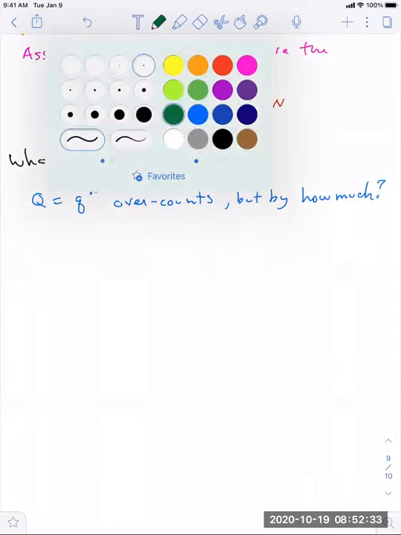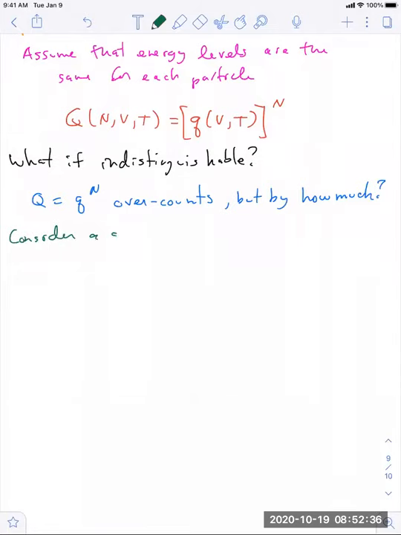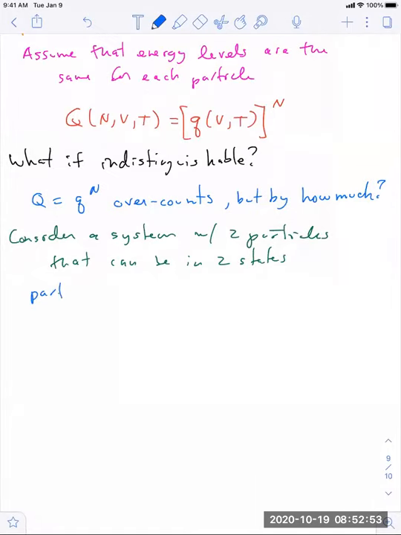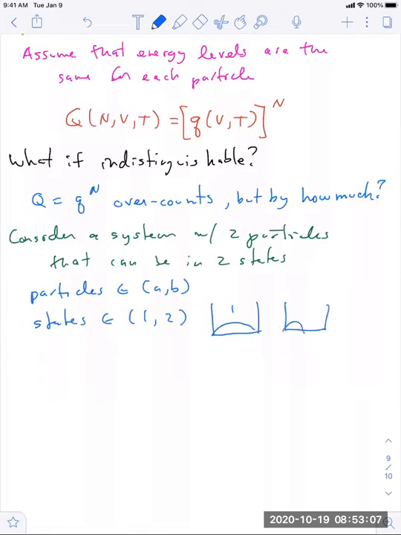Let's consider a system with two particles that can be in two states. So let's say my particles are A and B, and my states are 1 and 2. State 1 might look like this, and state 2 might look like that.